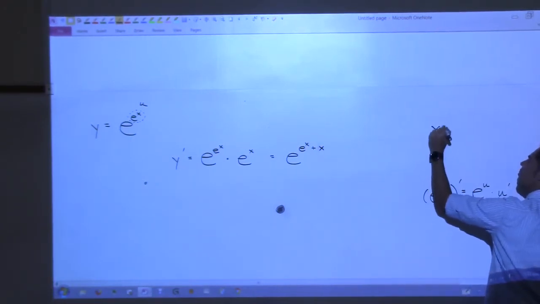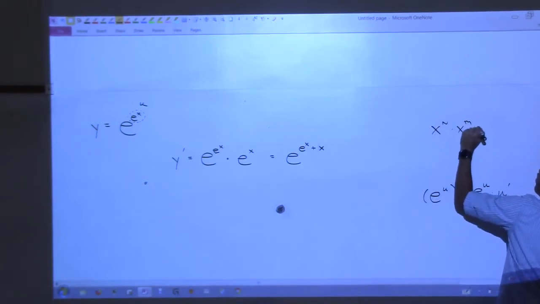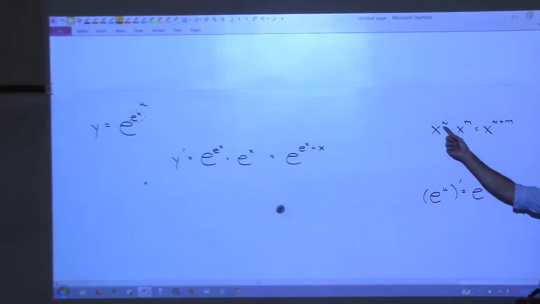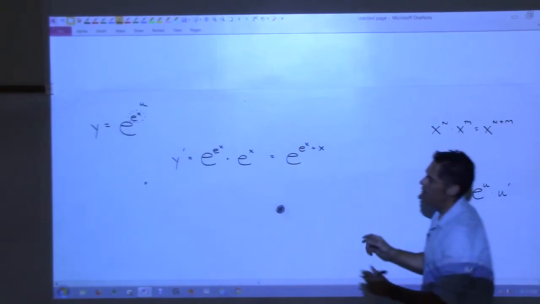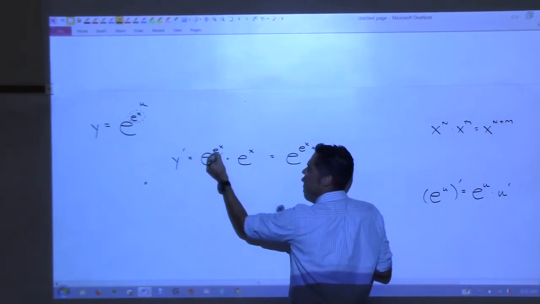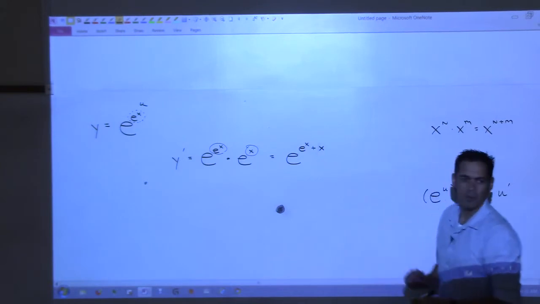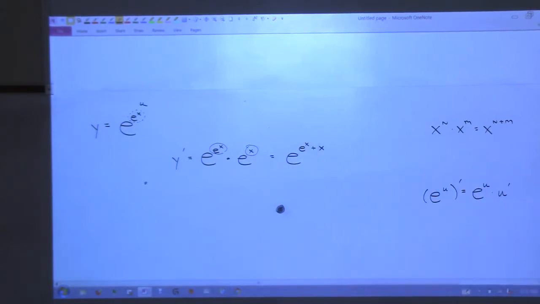So that is properties of exponents. Remember that if you have x to the n times x to the m, it's x to the n plus m. So if you have the same base, different exponents, and you have multiplication, then you just add the exponents. So I have the same base, e. Here are two different exponents. There's multiplication between them. I just add the exponents together. So that's the same answer. Okay? You all okay with that? All right.